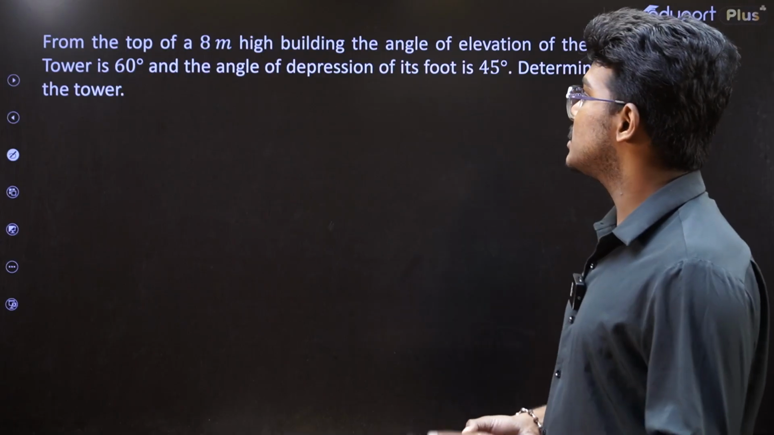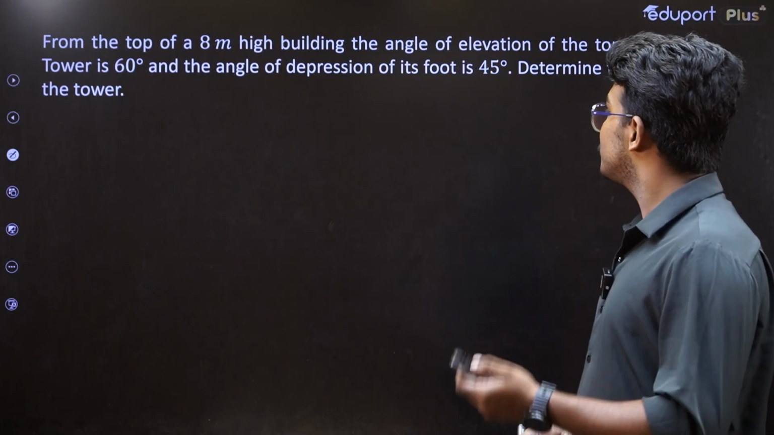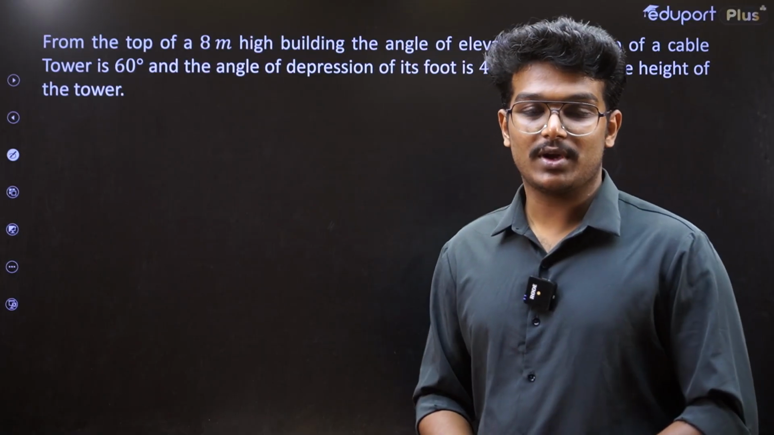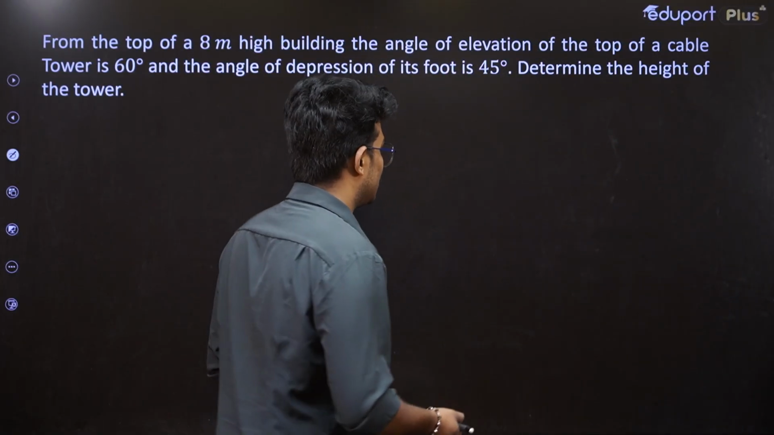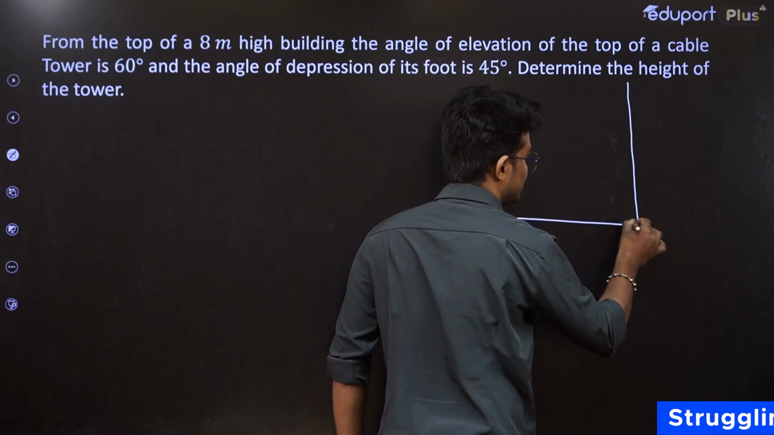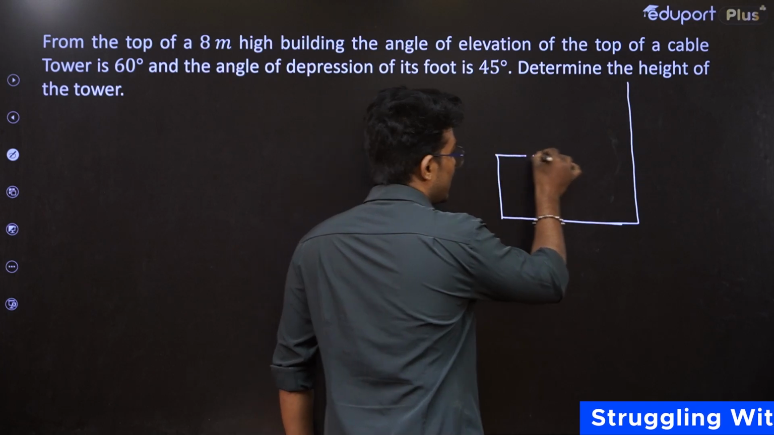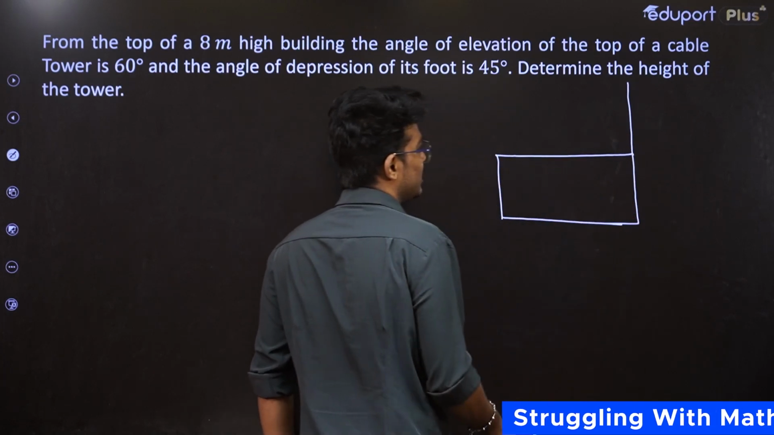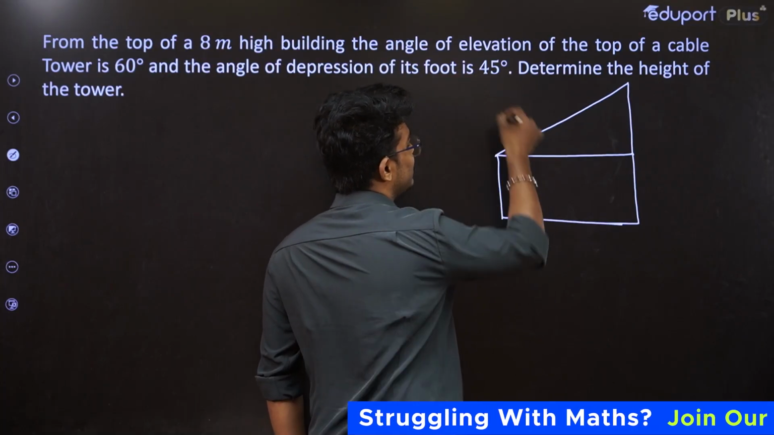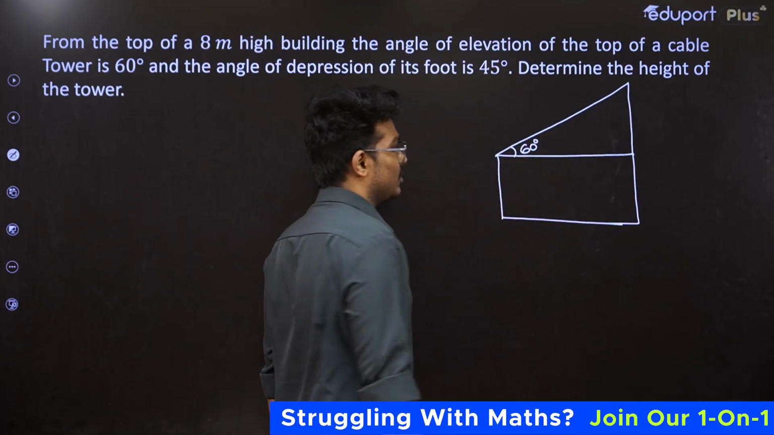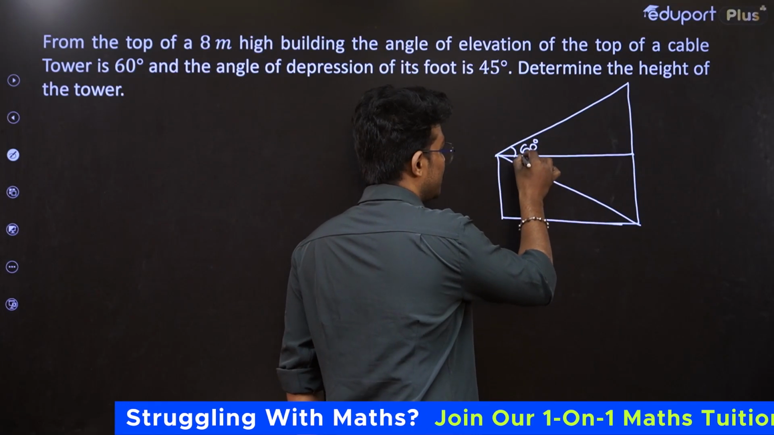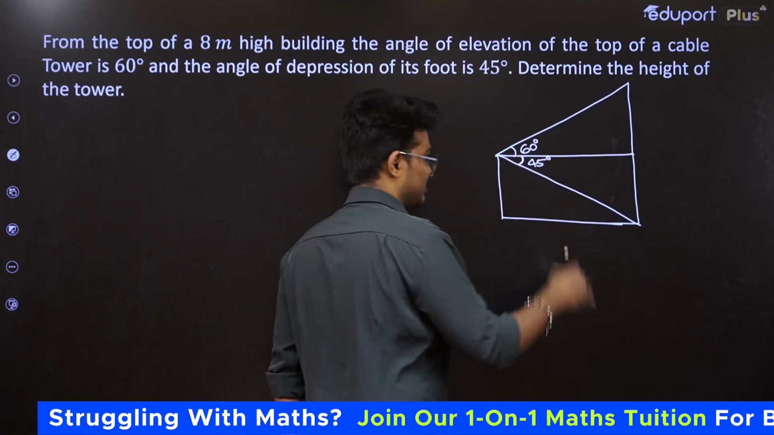the top of a cable tower is 60 degree and the angle of depression of its foot is 45 degree. Determine the height of the tower. Okay, so let's draw a figure here. Here is a building and here is the tower. The man is standing here and he is looking straight. Then he is looking to the top of the tower and the angle of elevation is 60 degree. Then he is looking to the foot of the tower. Then the angle of depression is 45 degree.